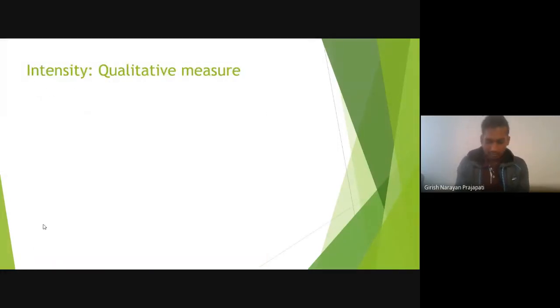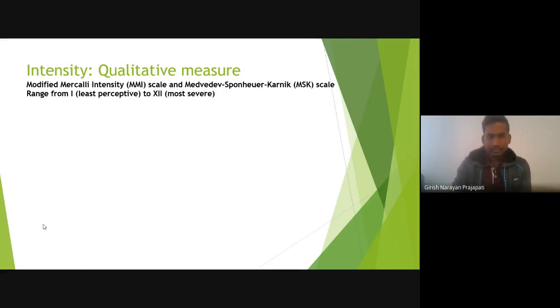Next is the intensity of the earthquake. Intensity is the qualitative measure of the actual shaking at a location during an earthquake. Magnitude measures the size of the earthquake, but intensity measures the actual shaking at the location. What is the actual damage or actual shaking happening at a particular location? Generally we measure intensity using two different scales: the Modified Mercalli Intensity or MMI scale, and the Medvedev-Sponheuer-Karnik or MSK scale. Both scales are similar to each other.